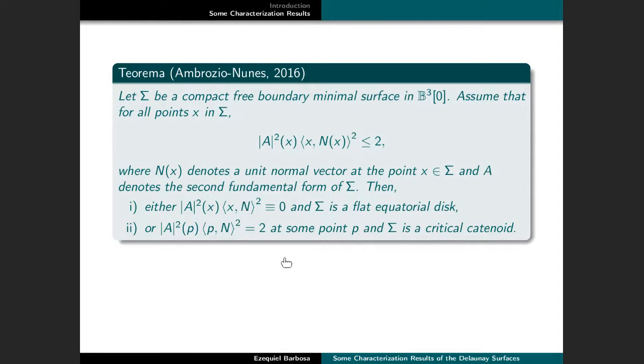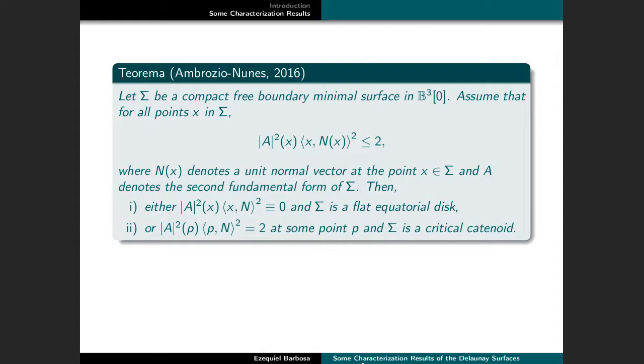But now you don't have this result of classification. Actually, you can use a type of unique continuation result in order to get that, when this set of minimal points are geodesic, closed geodesic, this will be a critical catenoid, and for this case here will be an equatorial disk. But Ambrosio and Nunes don't use this unique continuation argument first.